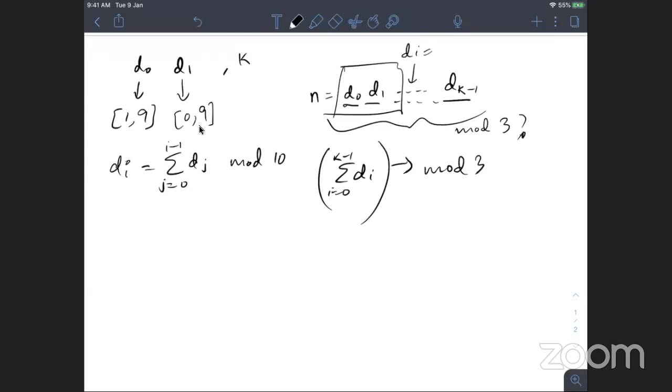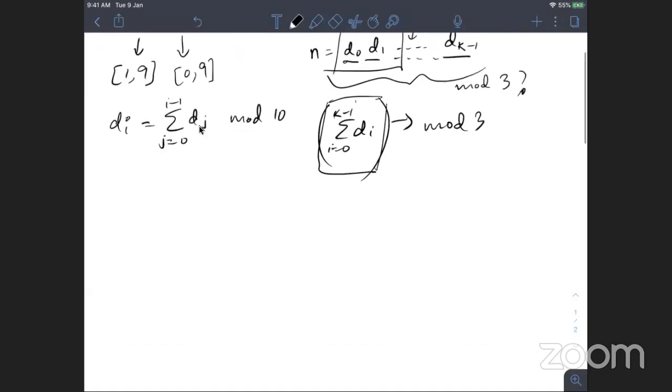If you didn't know this fact, you can Google it up. It's a pretty well-known fact generally. There should be a proof online, or I can share a proof if someone wants, of why this is equivalent to saying that n is a multiple of 3. If this sum is divisible by 3, then n is a multiple of 3. Okay, so we want to recover this thing, right?